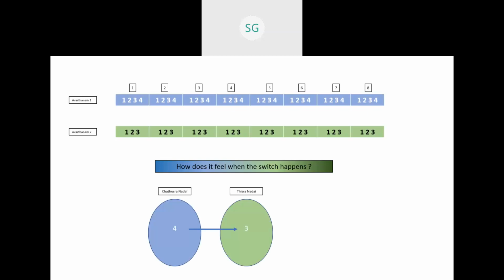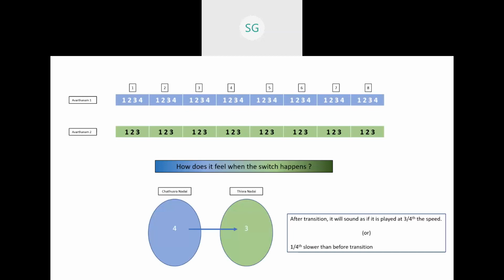What is happening is, in chathusra nadai or gati, from 4 matras to a beat, you are going to 3. After the transition, it will sound as if it is played at 3/4 the speed. So when you move from chathusra nadai to tisra nadai, the playing will feel like your fingering is taking it easy. You're packing 4 matras to a beat, takadimi takadimi takadimi takadimi, then takita takita takita takita.